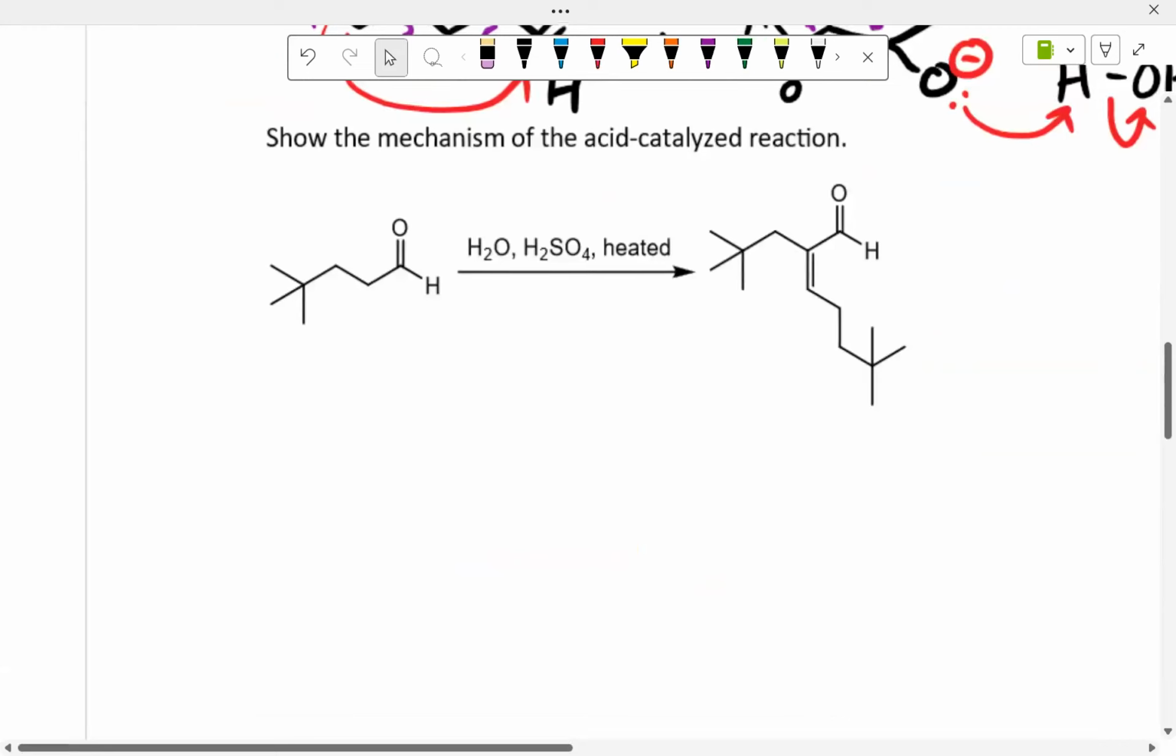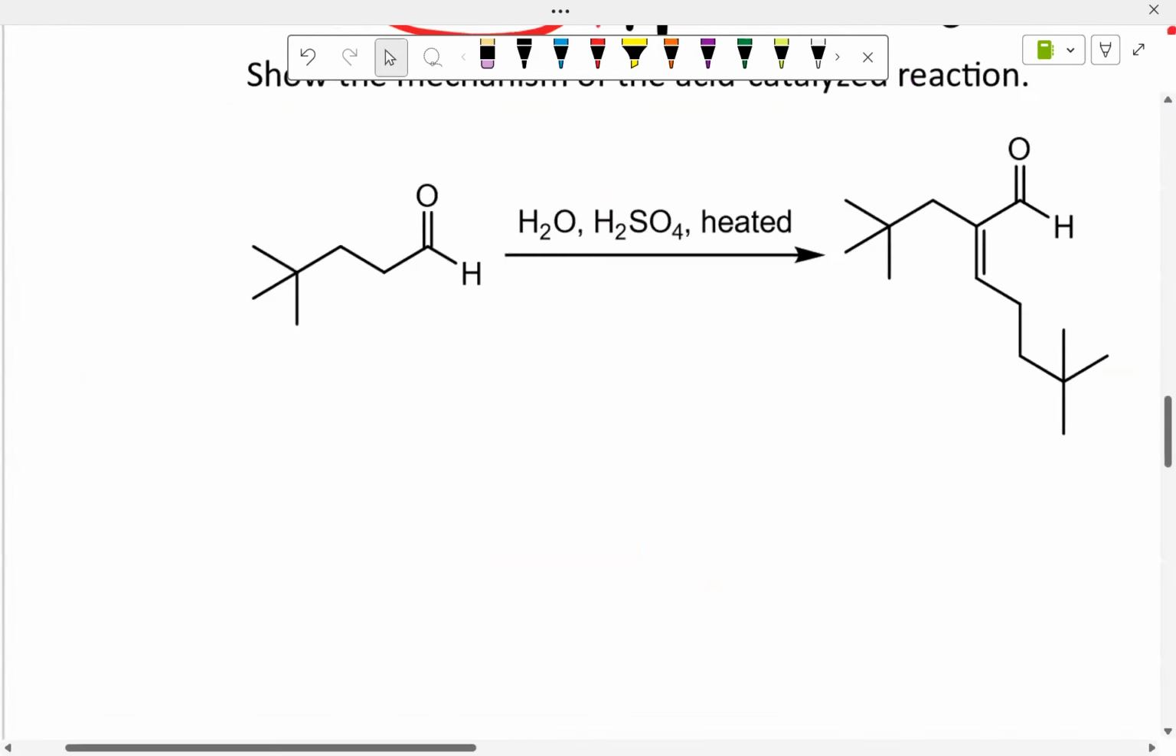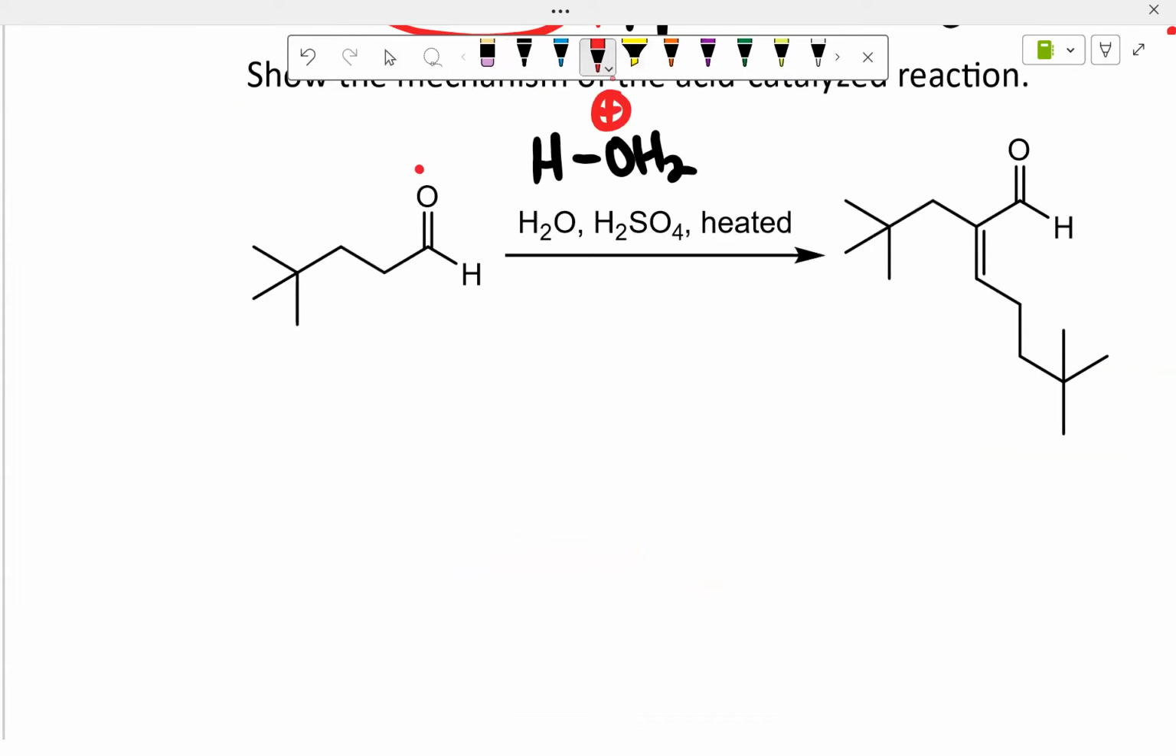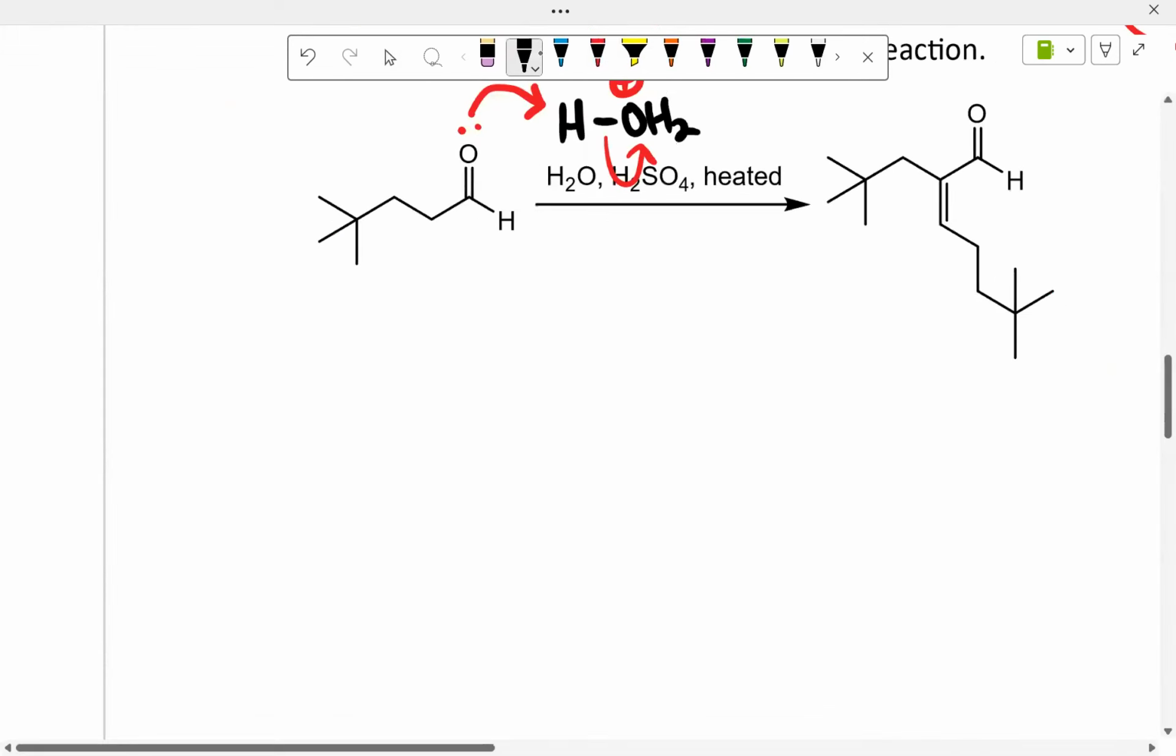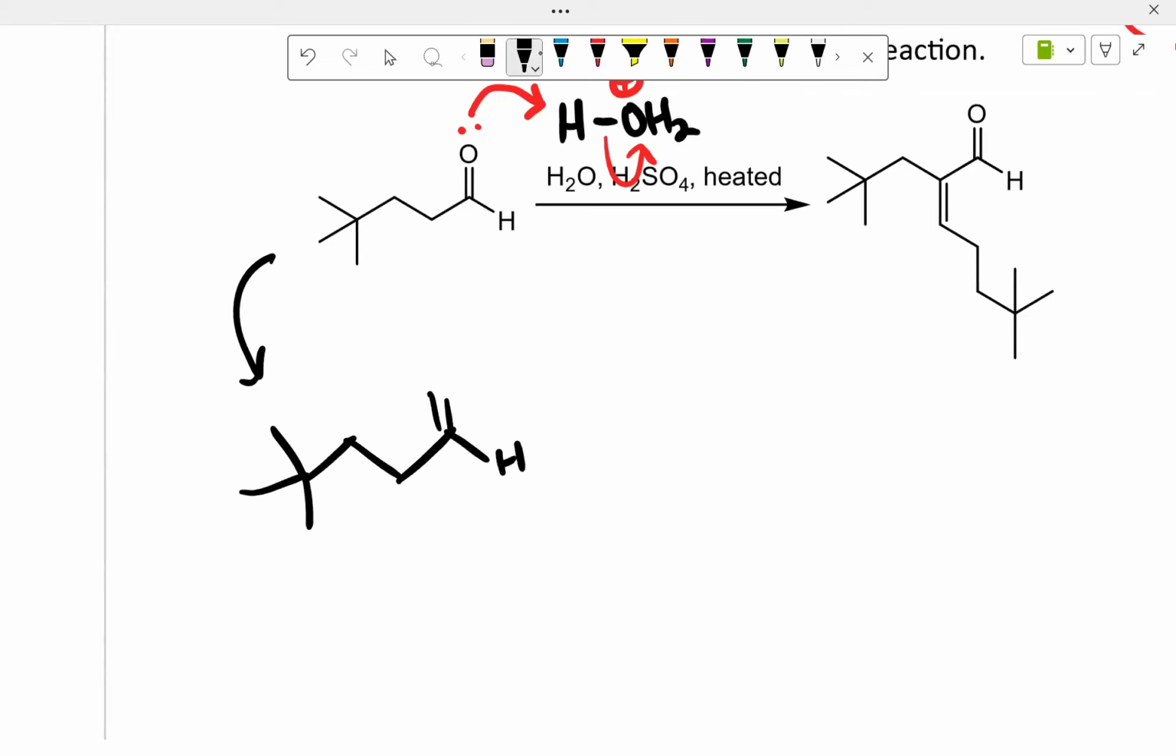All right, the next one, we need to do acid catalyzed enolate addition. Anytime you're in acidic conditions, we are going to protonate the carbonyl oxygen first. So let's do that. So now we have a protonated carbonyl oxygen.